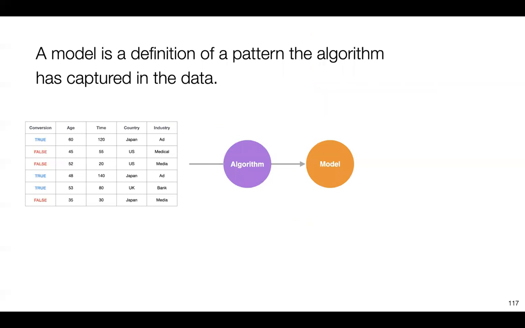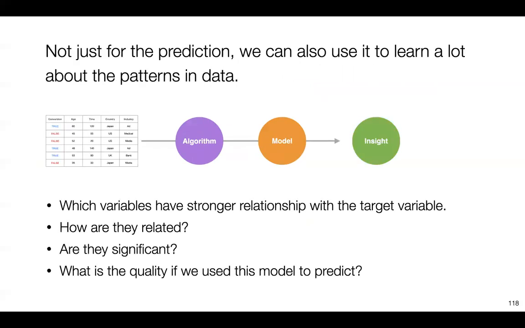But when you think about it, this model is basically the definition of a pattern the algorithm has captured in the data. And it turned out that is very useful, more than just predicting the result itself. Why? Because pattern here means the relationship among the variables. Some variables have a stronger relationship, some not. In this case, the particular relationship we are interested in is what is more related to, or has a strong relationship with, the conversion, win or not. Right.